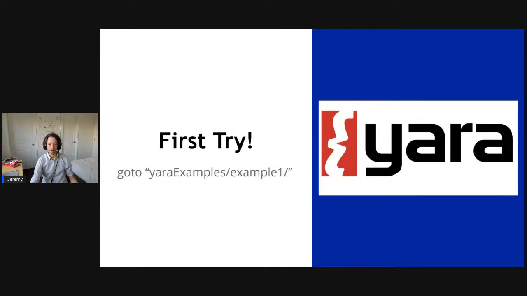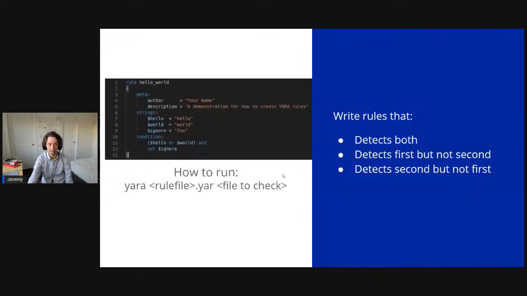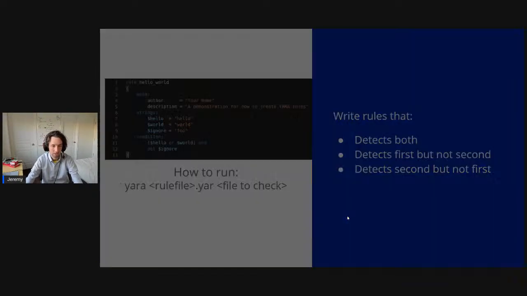We are now going to try our first Yara rule. So I gave a link to the files that we were going to use. It was a zipped folder called Yara examples. Inside was the Yara examples folder. So go into that and then go into example 1, the folder example 1, and there should be 2 files in there. And I want you to write 3 Yara rules. I want you to write a rule that detects both files, a rule that detects the first but not the second, and a rule that detects the second but not the first. I will show you exactly what that means, and then I'll show you how to actually run the file.